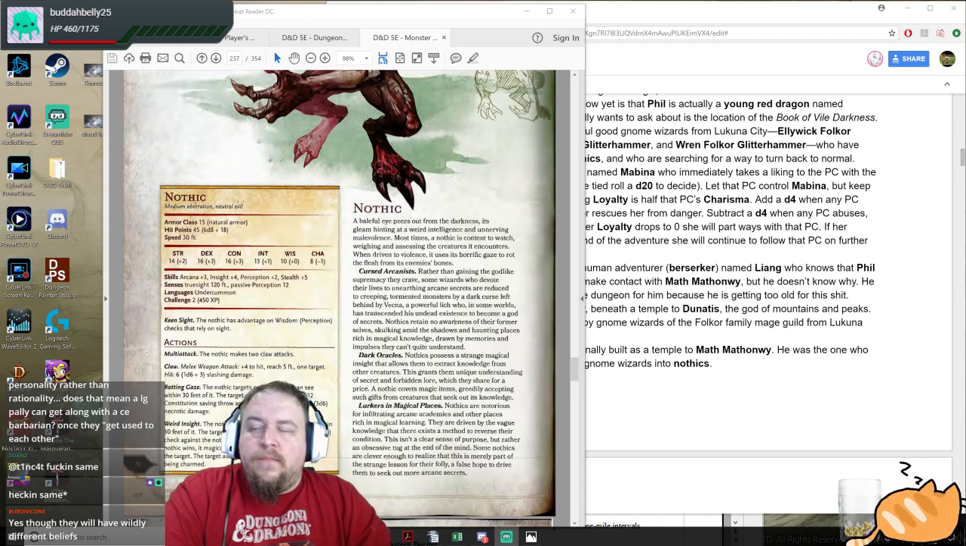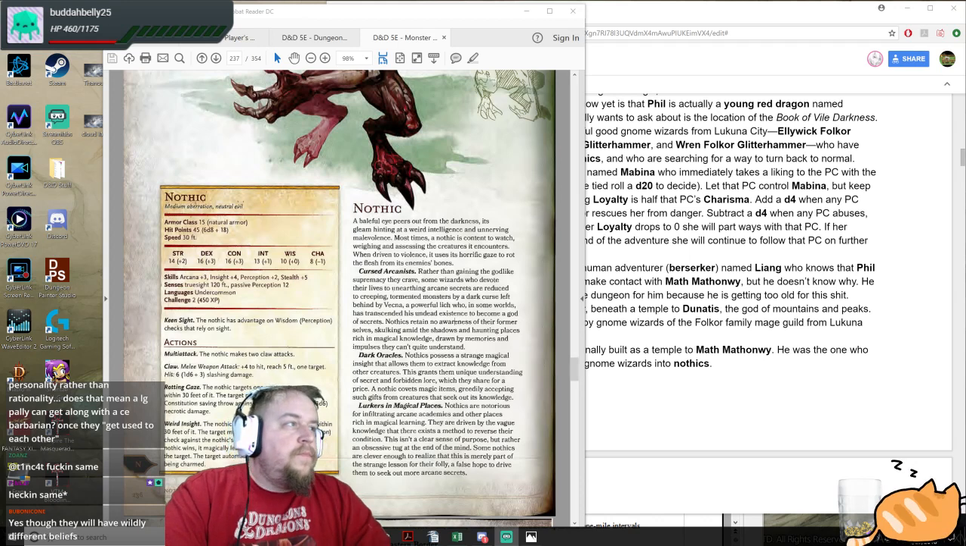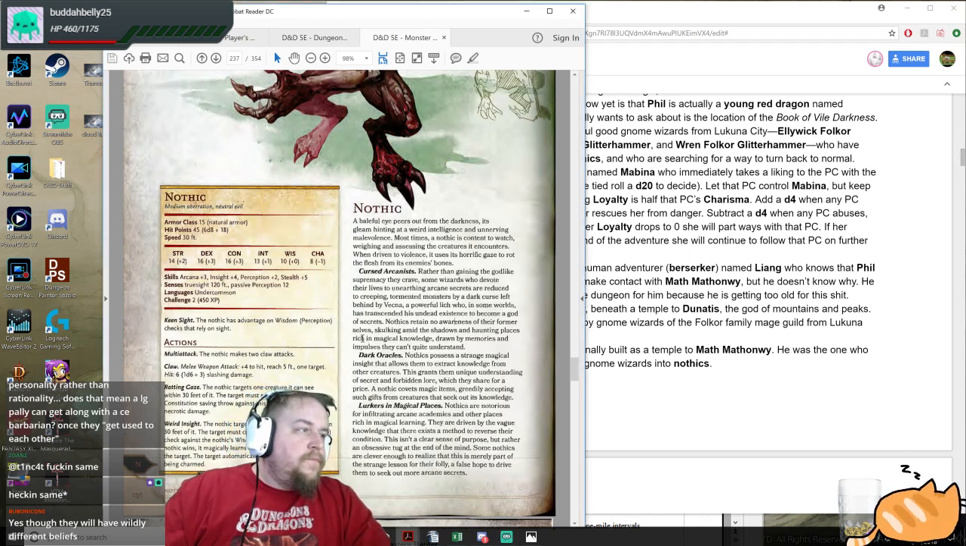But yeah, so what was I saying? Yeah, the dungeon was created by wizards for the magic god. The magic god turned them into Nothics. Mm-hmm. And they are searching for a way to turn back to normal, right?